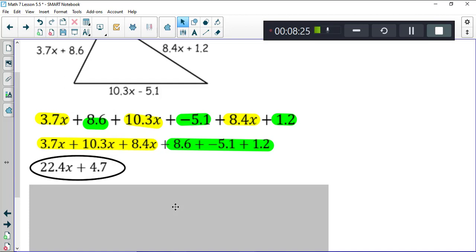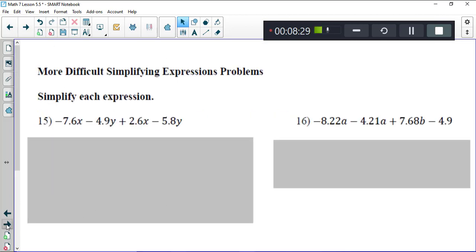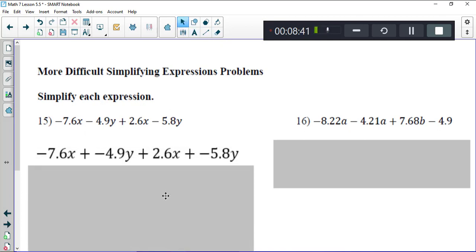All right, so we have some more difficult simplifying expressions problems on the last page. Let's go ahead and take a look at these. We're going to start with numbers 15 and 16. The reason why these are more difficult is, one, they involve decimals, but also there's a lot of subtraction here. So as I'm always going to recommend, please rewrite it as adding the opposite. Subtraction is adding the opposite.